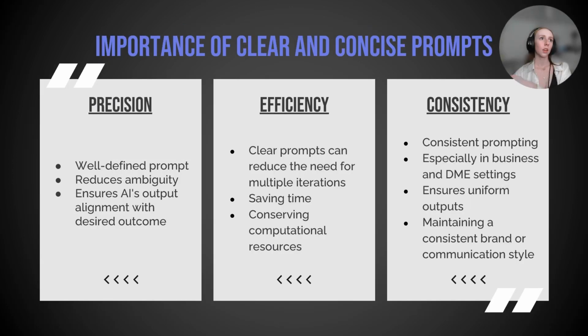It's also really important to consider being clear and concise when dealing with ChatGPT specifically. As far as precision, you want a well-defined prompt that reduces ambiguity, ensuring that the AI's output aligns closely with the desired outcome. For efficiency, you want clear prompts that can reduce the need for multiple iterations, saving time and computational resources. And then for consistency, especially in business and DME settings, consistent prompting ensures uniform outputs, maintaining a consistent brand or communication style.